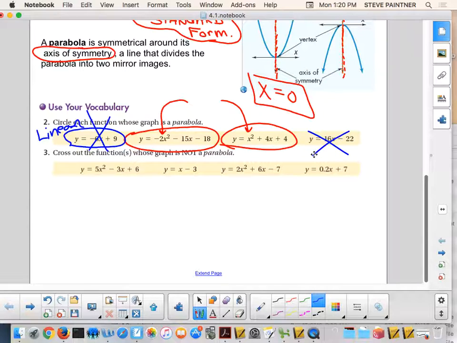Circle and then cross out what's not a parabola or quadratic. Okay, you crossed out which ones? Second and fourth. Because the first and the third had x squared in it, you know this is a parabola. Okay, because of the x squared right here. This gave it away right there. Okay.